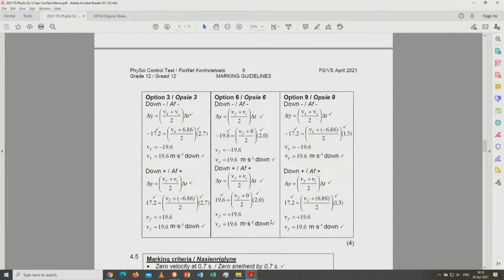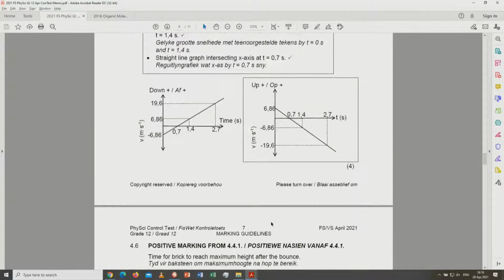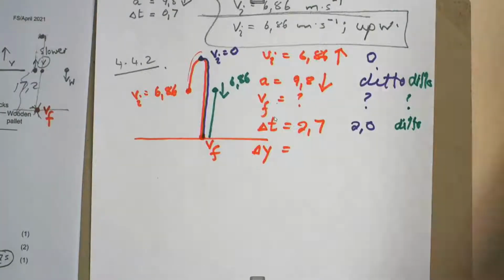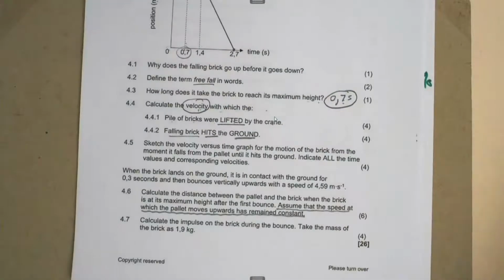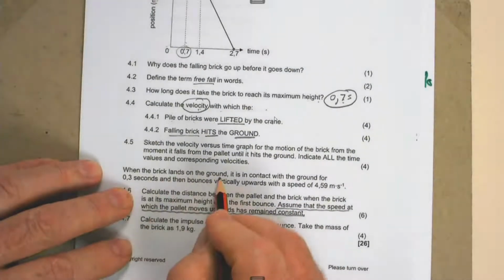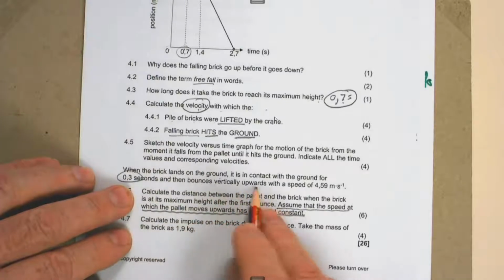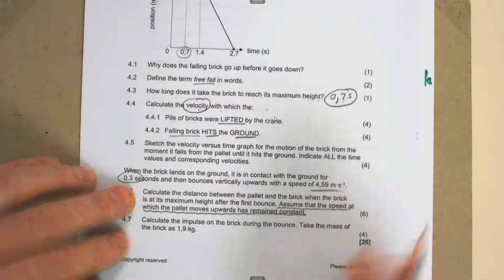There are many options that you can look at that. I think for sake of time, let me skip the graph because I want to come to the last part. And this was the bite in the question. When the brick lands on the ground, it is in contact with the ground for 0.3 seconds and then bounces vertically upwards with a speed of 4.59.